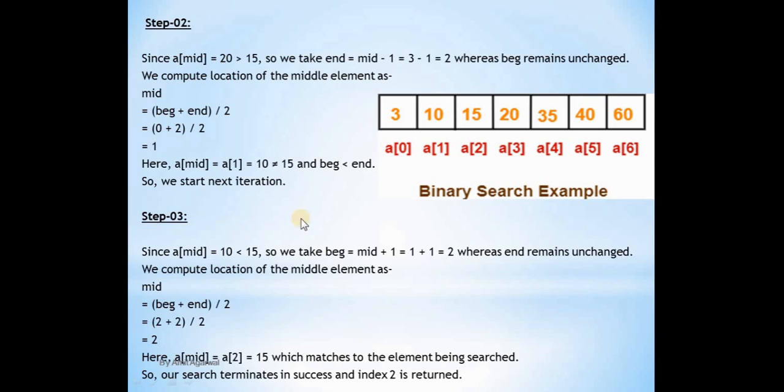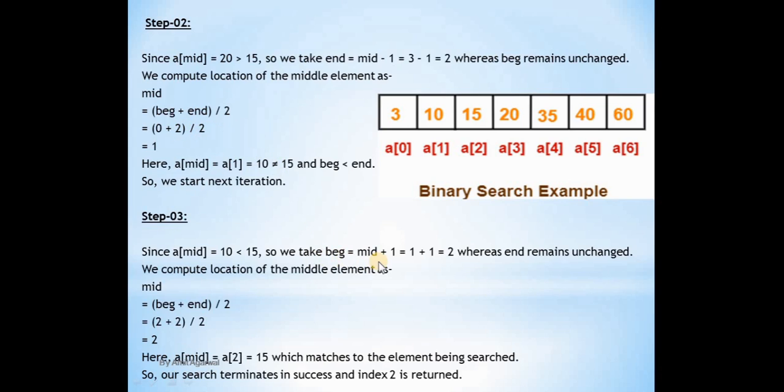Now step 3. We compute A[mid] where mid was 1, which equals 10, and 10 is less than 15. Now the iteration will be performed in the right part of the array after the middle element. So we take beg equals mid plus 1. The value of mid that we left was 1, so 1 plus 1 is 2, where end remains unchanged, and we left end as 2 in step 2.